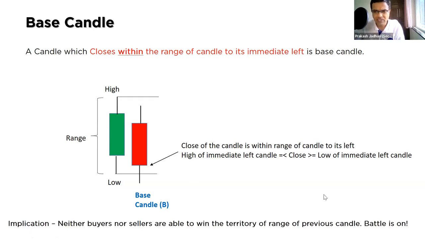Now what does this signify? Its implication is that neither buyers nor sellers are able to win the territory of the range of the previous candle. That is, the battle is on. In this candle there are buyers trying to take the price up and sellers trying to take the price below, but the candle has closed within this range only. Neither have buyers been able to take the price above this, nor sellers been able to take the price below this. That means the battle is still on. Neither buyers are winning, nor the sellers are winning. And that's the reason this is called a base candle.